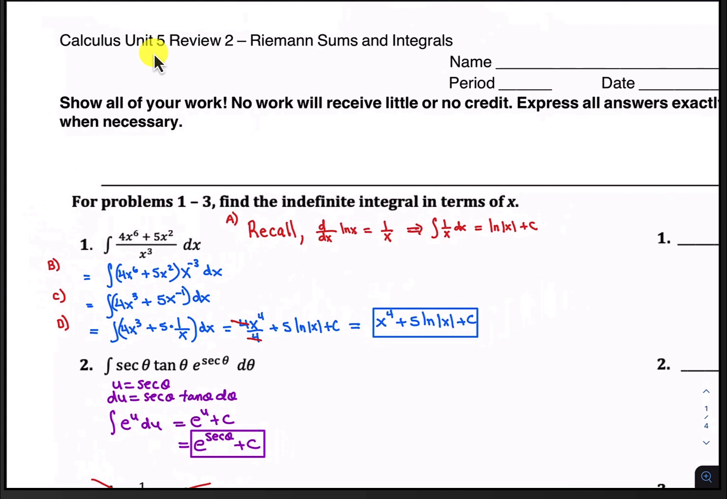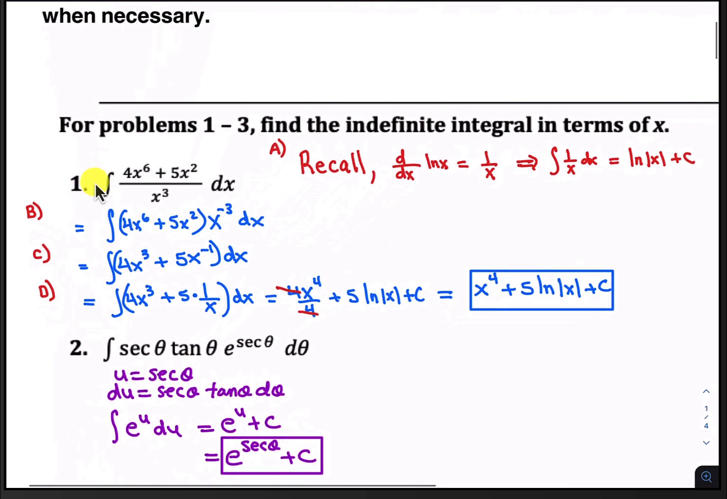Starting with question 1, we have the integral of (4x to the 6th plus 5x squared) all over x to the 3rd dx. First we'll move the x to the 3rd up to the top, making the exponent negative. So we have 4x to the 6th plus 5x squared times x to the negative 3. When you distribute x to the negative 3 inside the parentheses, we get 4x to the 3rd plus 5 times the x to the negative 1.